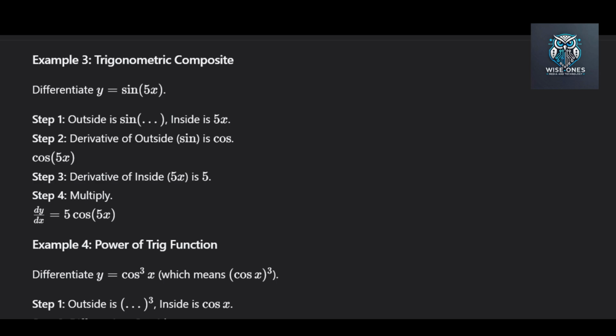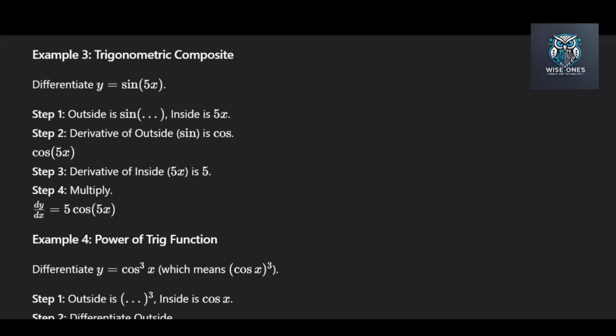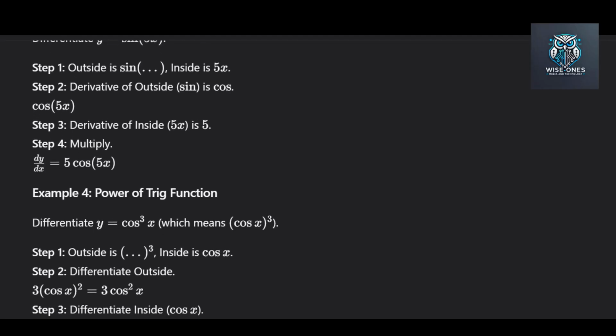Keep the inside the same. Step 3. Derivative of inside. The derivative of 5x is 5. Step 4. Multiply. dy/dx equals 5 cosine of open bracket 5x close bracket. Answer: dy/dx equals 5 cosine 5x. Do not forget to multiply by the derivative of the inside. Let us look at example 4.